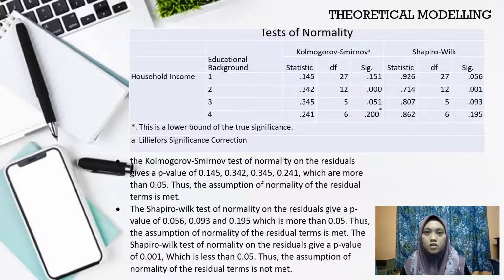For the Shapiro-Wilk test, the test of normality on the residual gives p-values of 0.056, 0.093 and 0.195, which are more than 0.05. Thus, the assumption of normality of the residual terms is met. But the Shapiro-Wilk test of normality gives a p-value of 0.001, which is less than 0.05. Thus, the assumption of normality of the residual term is not met.